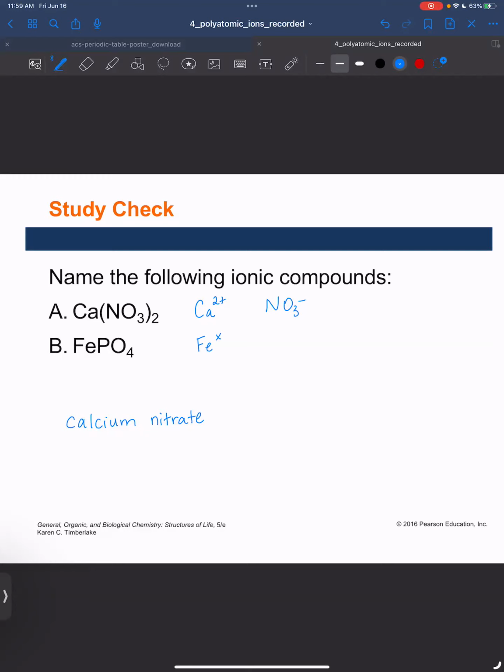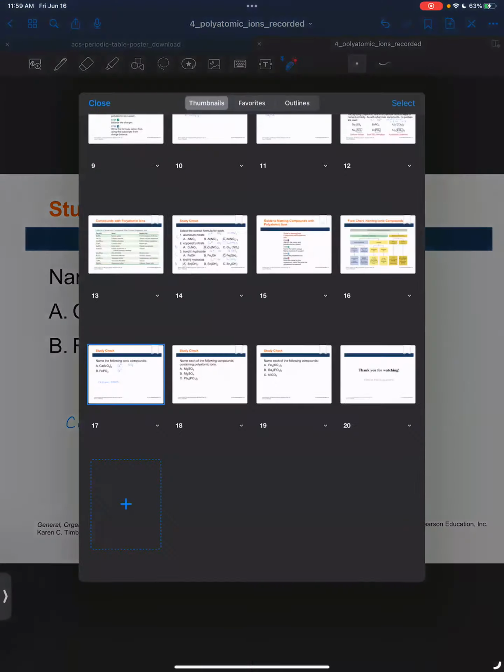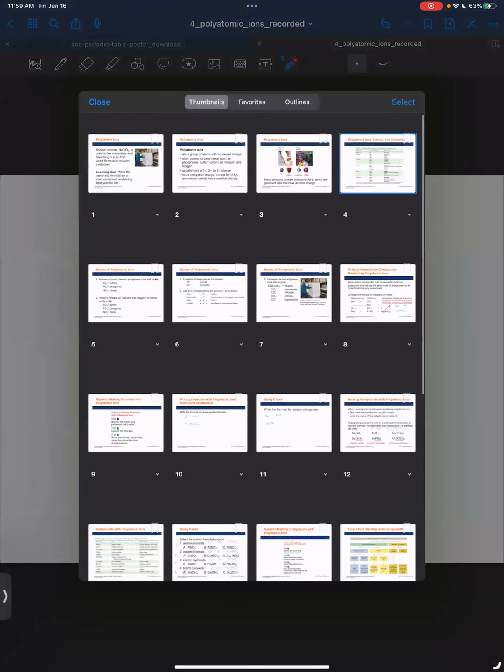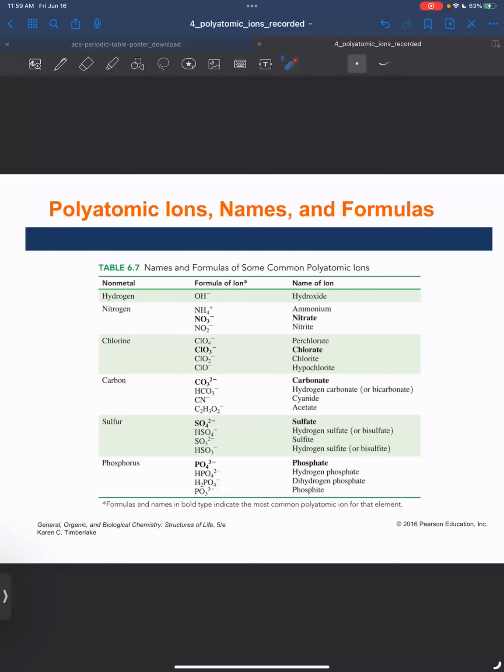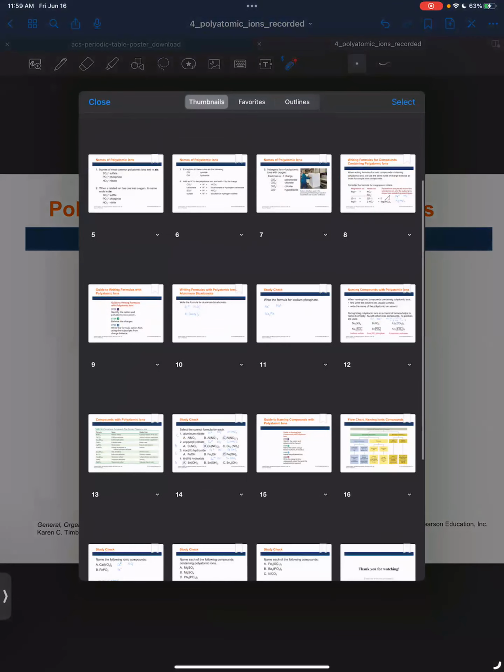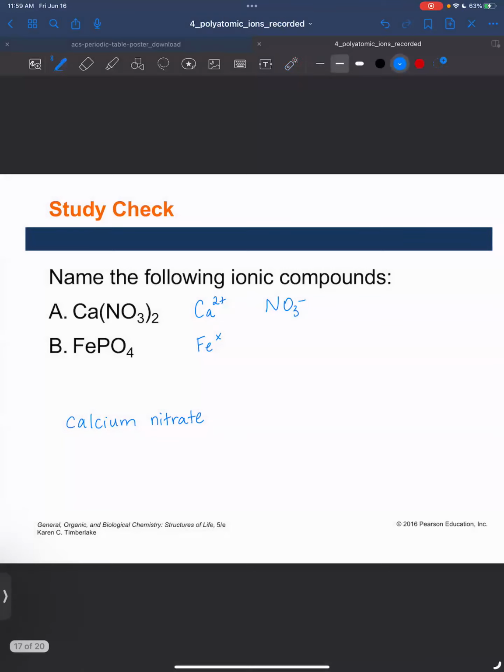PO4, that seems like a grouping of atoms that may be a polyatomic ion. So let's go ahead and use our resource. And indeed, that's phosphate, PO4 3-. So let's write that down. And that's phosphate. So we'll just write that note down real quick here before we forget. And then we will need to do some algebra to figure out what X is, the charge for iron.